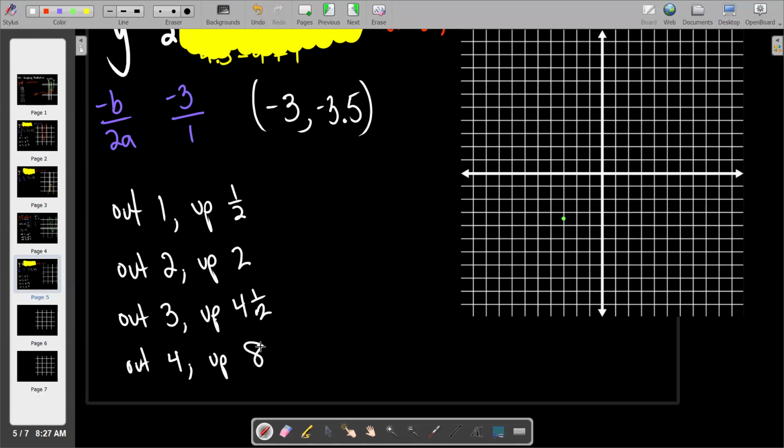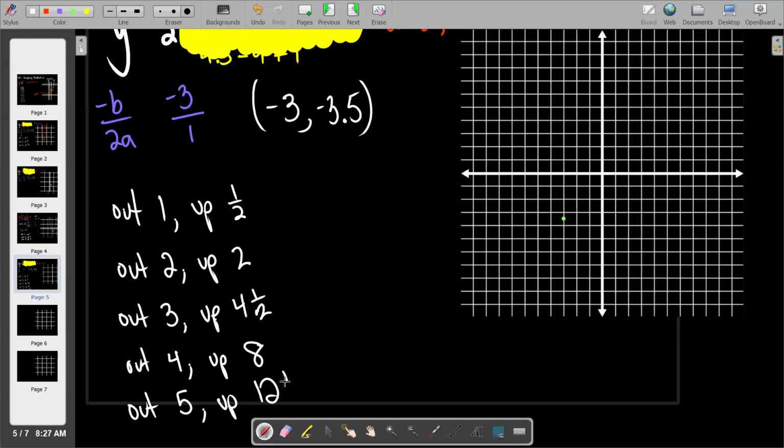And I think we could do one more. These fatty graphs, you can graph a ton of points. Lucky you. If we go out 5, this is our first time discussing this, how far up would we go? 25. But what's half of 25?